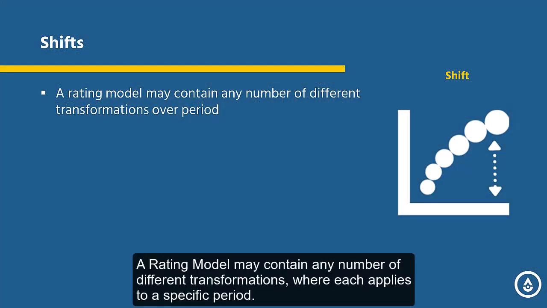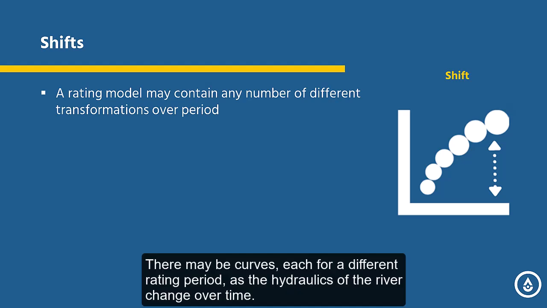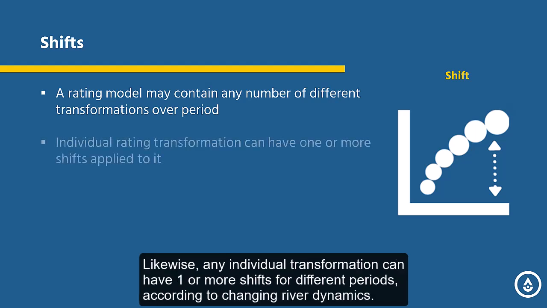A rating model may contain any number of different transformations, where each applies to a specific period. There may be curves, each for a different rating period, as the hydraulics of the river change over time. Likewise, any individual transformation can have one or more shifts for different periods according to changing river dynamics.